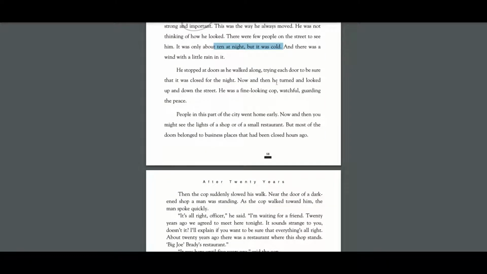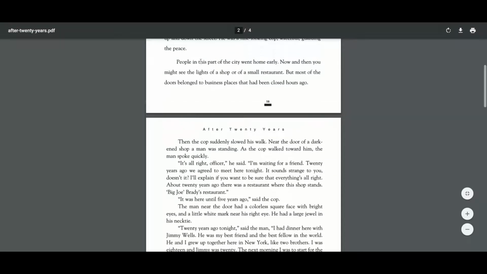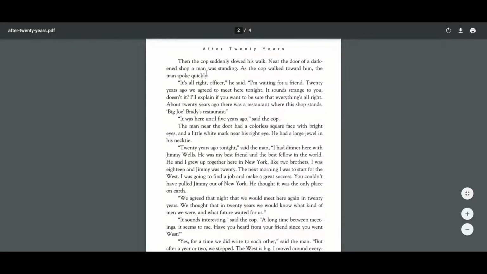We learn a little bit about him. He's strong and important. He walks like he's strong and important. He checks doors as he's going along, so we know he's all about security. We find out that people in this part of the city go home early, so we know it's pretty empty here. He slows his walk and sees another man.